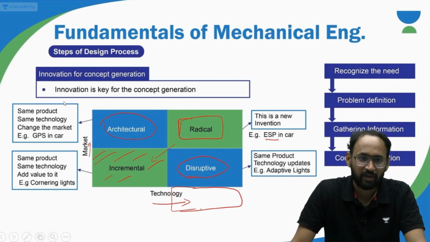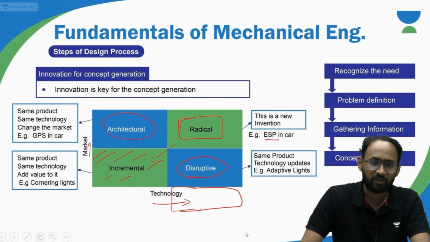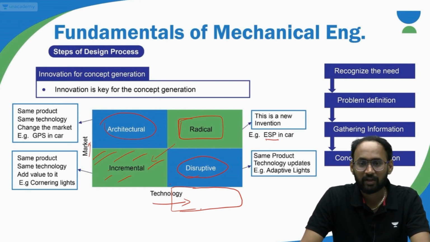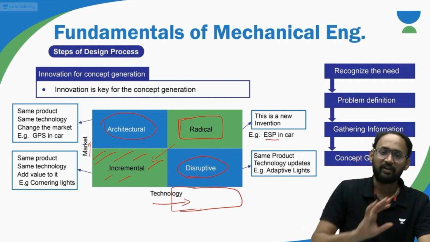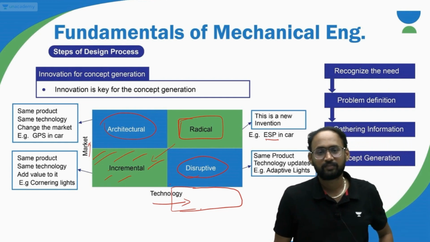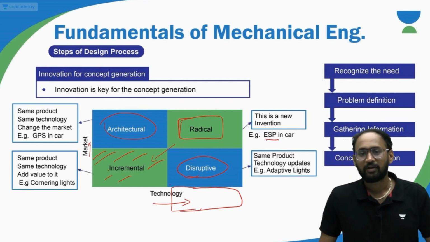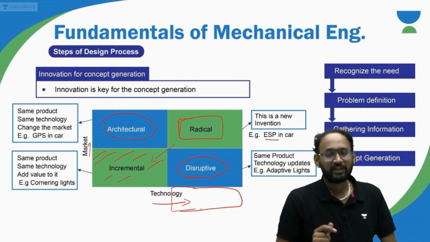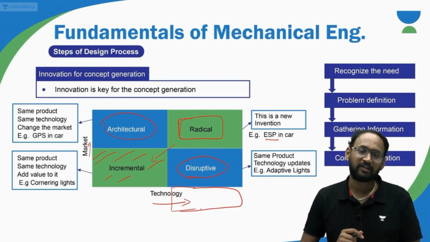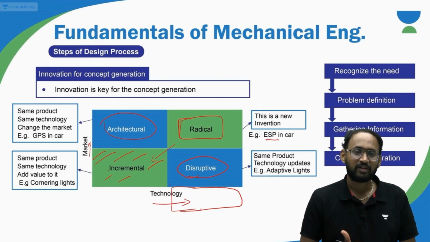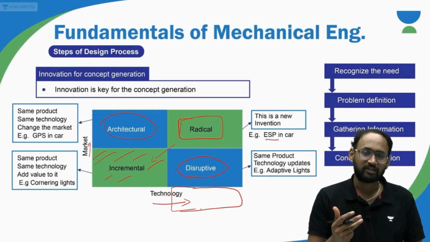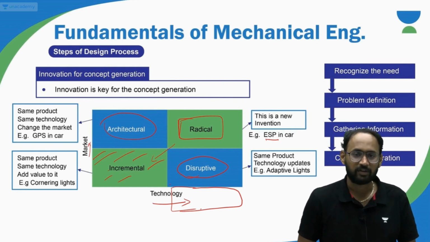So these are the various levels of innovation, and it's important as a design engineer to see which category the product you are working on falls under, and to get this holistic view. All right, so to sum up, the four stages of innovation for concept generation are incremental innovation, disruptive innovation, radical innovation, and architectural innovation. These are the four types of innovation which we saw with examples.